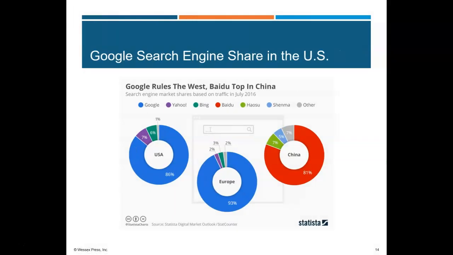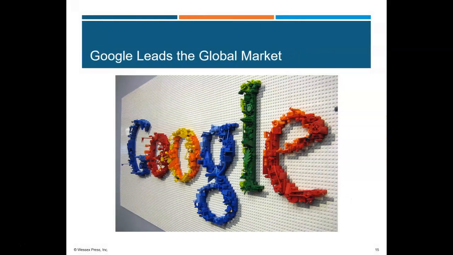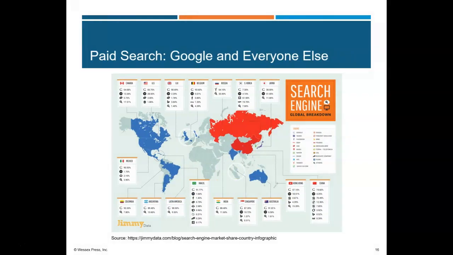This graph is just an example from 2016. Of course, right now it would show pretty much the same, but it would probably change for these two countries in what they're using. But for the US, we see that most people, not all, choose Google to search. And of course, this is just saying Google leads the market. And then another graphic to show you just how much paid search Google has, and then everyone else.